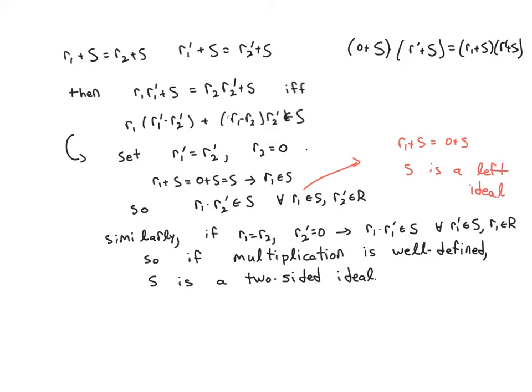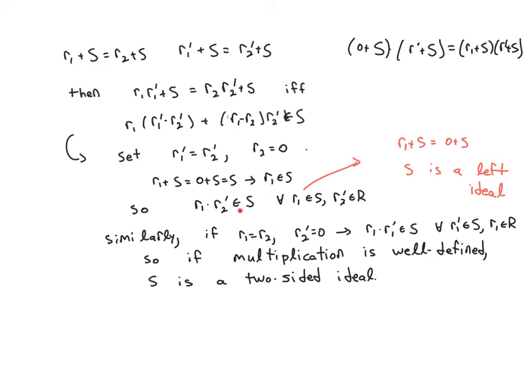So we see if we want to be well defined, we need S to be a left ideal. Likewise, if we tell the same story in the other direction, if you set R1 equal to R2 to simplify matters and set R2 prime equal to 0, then what ends up happening?